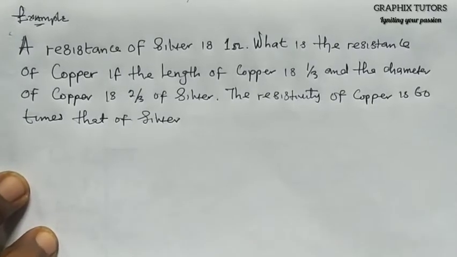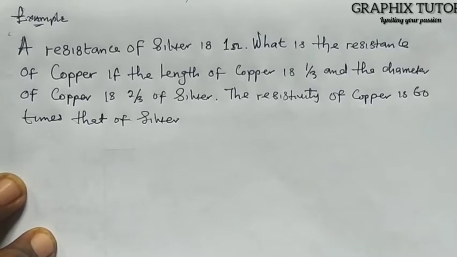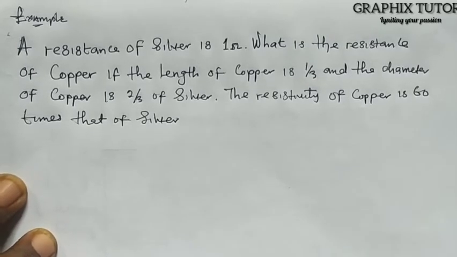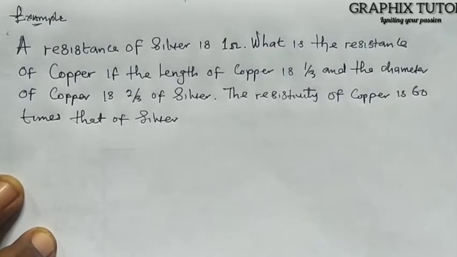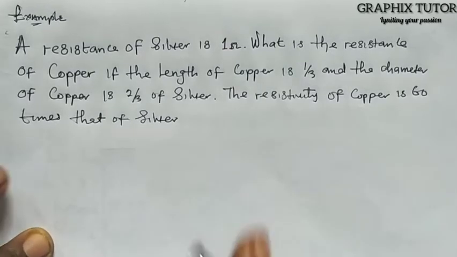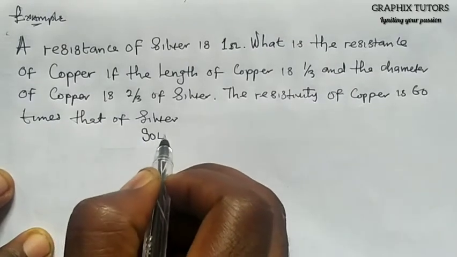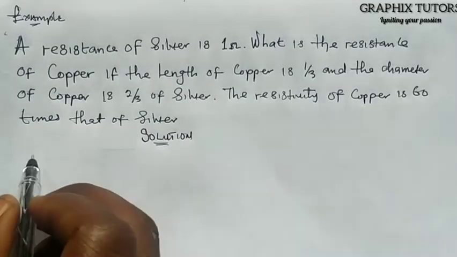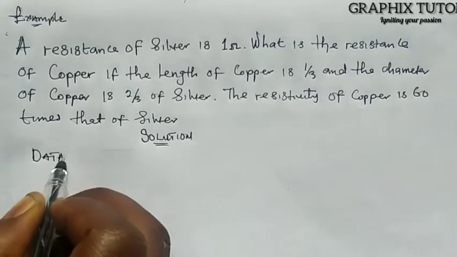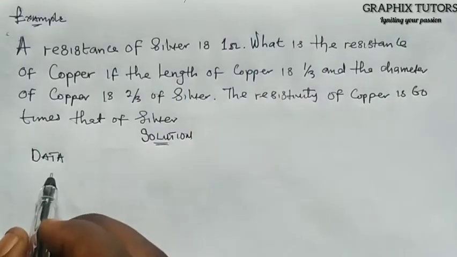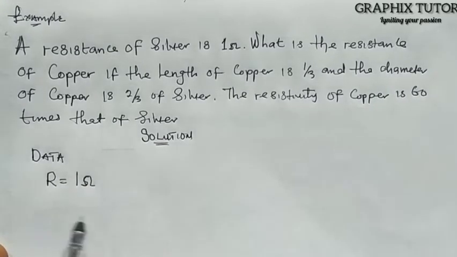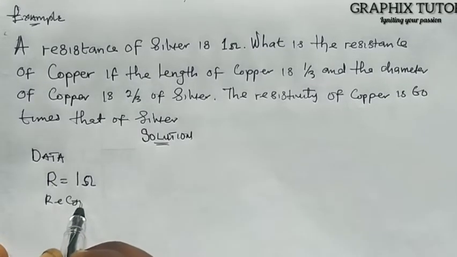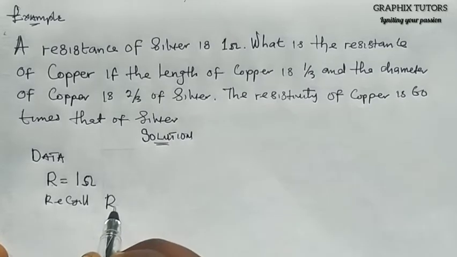Now the next example says that the resistance of the silver is 1 ohm meter or 1 omega, right? What is the resistance of copper if the length of the copper is 1/3 and the diameter of the copper is 2/3 of silver? The resistivity of copper is 60 times that of the silver. So let's see how it goes. Like I said earlier, before you do anything, you have to write out your parameters, right? So the data given here, we say the resistance of silver is 1 ohm, so my resistance is equal to 1 ohm, right? But what is resistance? Recall, R is equal to what?